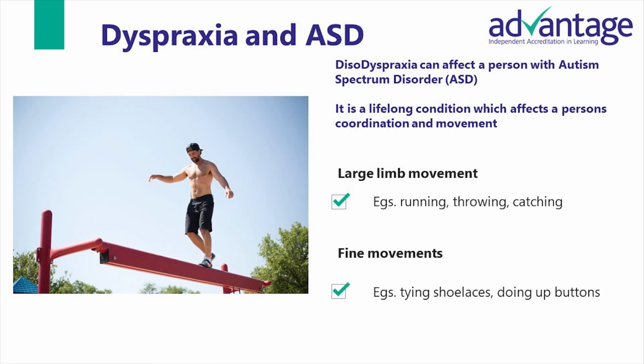I just want to mention dyspraxia briefly. Dyspraxia can affect a person with ASD. It's a lifelong condition which affects a person's coordination and movement. These can be large limb movement problems such as running, throwing, catching, but they can also be fine movement issues such as tying shoelaces and doing up buttons.